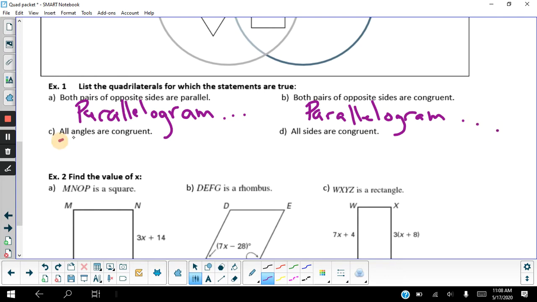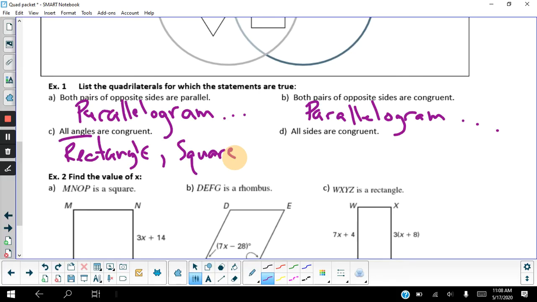How about this? All angles are congruent. Now, is that always true in a rhombus? No, because those angles could be all different. How about a rectangle? Yes, because they're all 90. So rectangle, and for that matter, if it's true in a rectangle, it's true in a square.